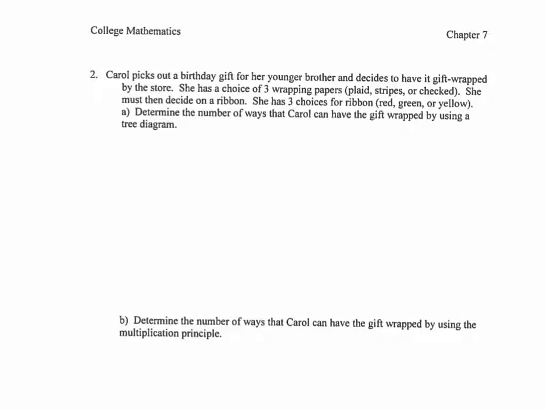Now, I'm going to show you one more time the tree diagram. After that, we'll just start using the counting principle. So, for the wrapping paper, what were her options? Well, it said she could have plaid, she can have stripes, or she could have the checked wrapping paper. Now after that, she's got to pick a ribbon. And she has 3 different options for ribbon colors, either red, green, or yellow.